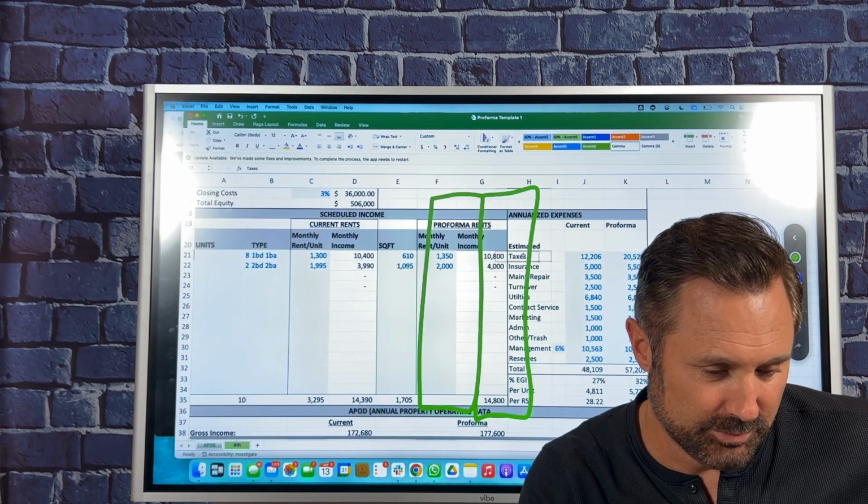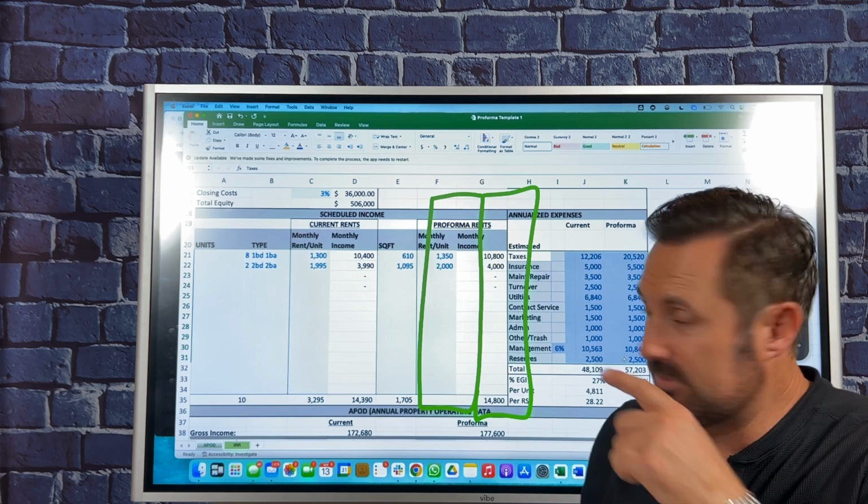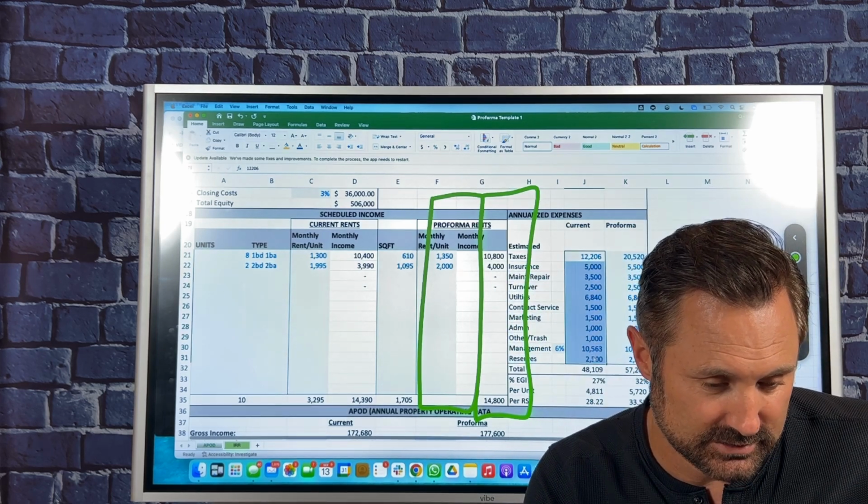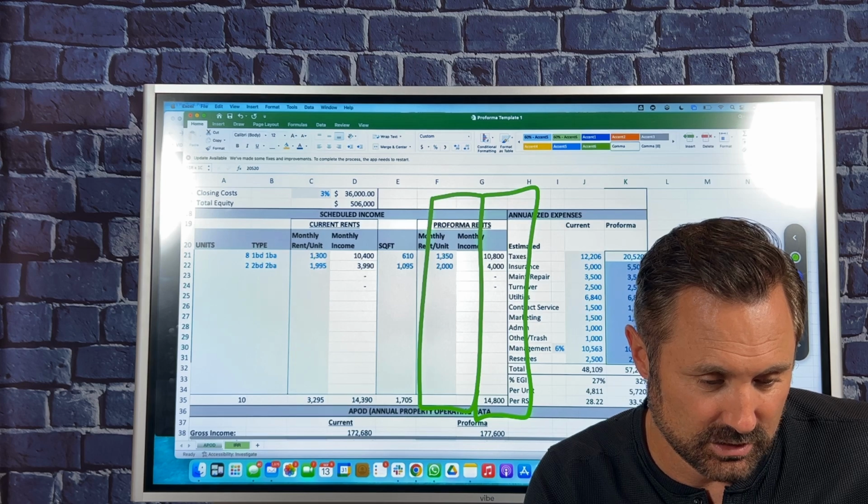So I came in here, I plugged it all in. Based off of the numbers from that OM, I plugged in all these numbers as they are.